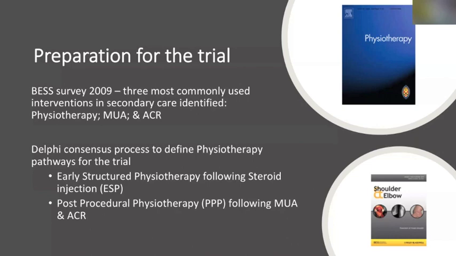The problem with the physiotherapy side of it was there was huge variation in how that was being delivered across centers, and so we had to somehow reduce that variation. We conducted the Delphi consensus process to standardize the physiotherapy pathway for the trial, and we called that the early structured physiotherapy or ESP, which included a steroid injection followed by specific modalities of physiotherapy delivered over a 12-session pathway. We also standardized the post-procedural physiotherapy, which followed MUA and capsular release. All this is published within the Physiotherapy Journal. The results of the survey are published in Shoulder and Elbow.